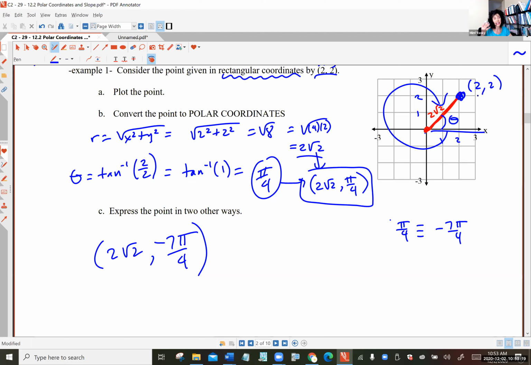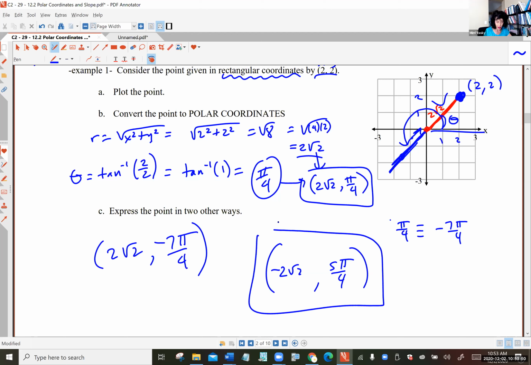What else? Now here's where R can be negative, so don't freak out. I'll show you an example where you can have a negative R. First you go 5 pi fourths. So what's the angle 5 pi fourths? If you go all the way down this way, there's 5 pi fourths. So you'd find yourself over here in the third quadrant. But then you make your R go negative. So you go the reverse direction. It'll be the same point right here. So that's where R would be negative.